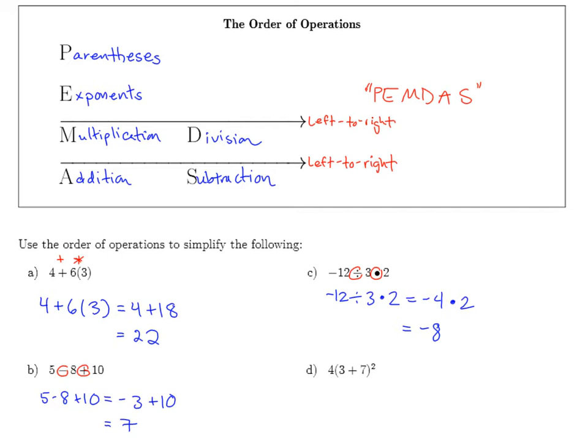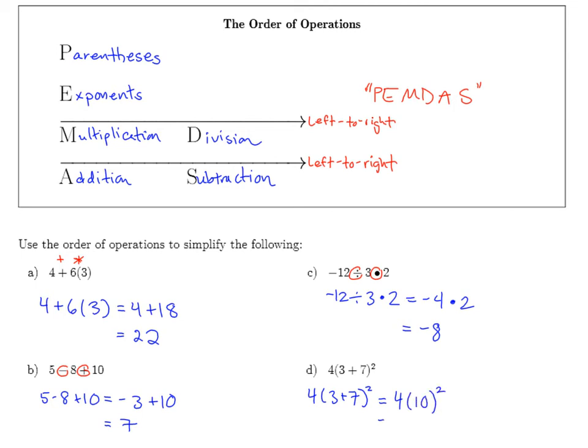In this last example, we have 4 times the quantity 3 plus 7 inside parentheses, which is then squared. So the parentheses here are going to be what we address first. And we'll notice that the 2 in the exponent is only applied to that 3 plus 7 inside those parentheses. So taking 4 times that quantity 3 plus 7, which is squared, we will first simplify what's inside the parentheses. So we'll have 4, and that 3 plus 7 will simplify to 10, so 4 times 10 squared.